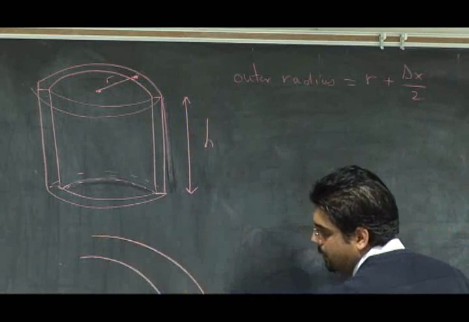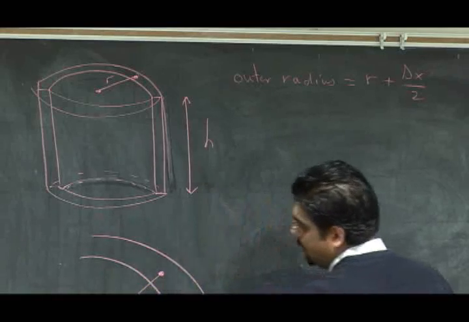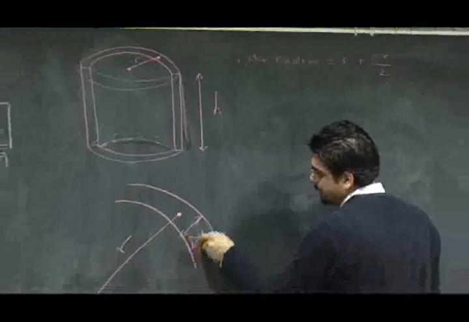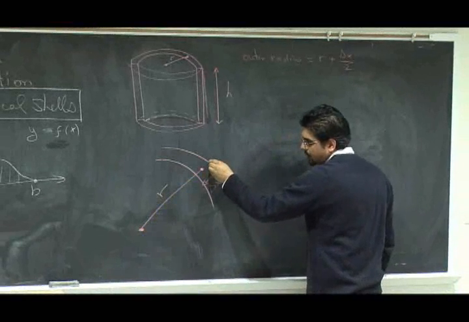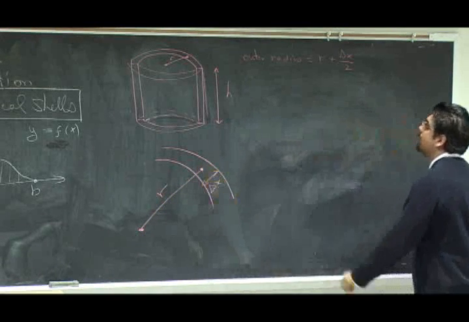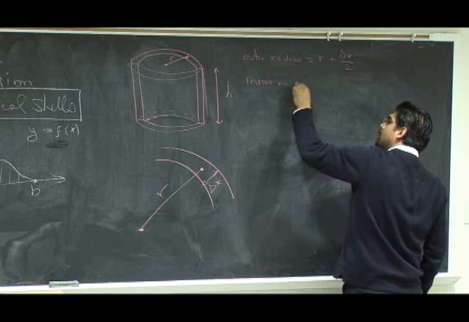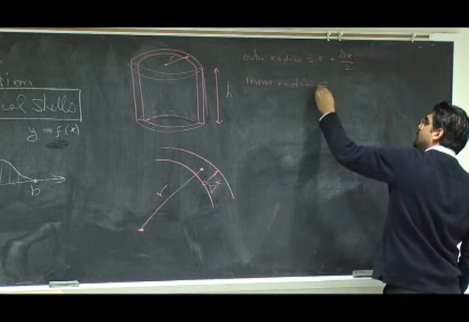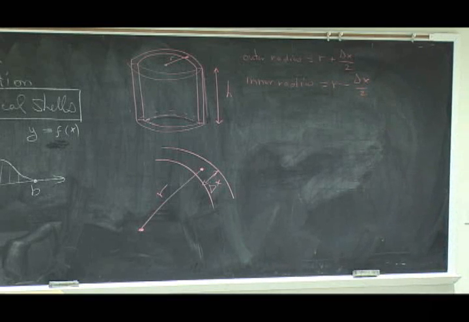Let me exaggerate that part of the picture. This is r, and this is delta x. Okay? So if I were to go from here to here, then that little part is half of delta x. Similarly, the inner radius would be equal to r minus delta x over 2. Yes? Okay.